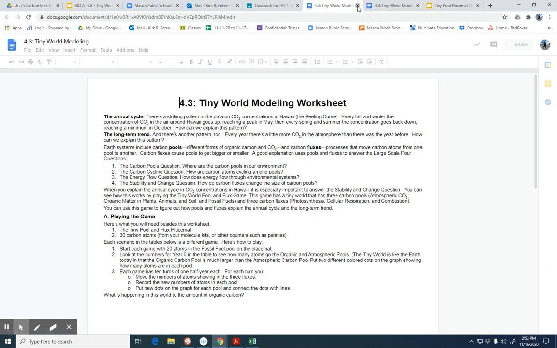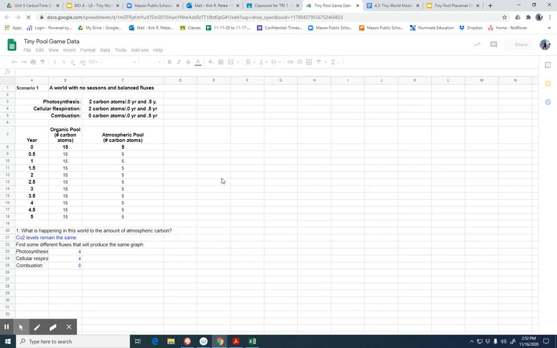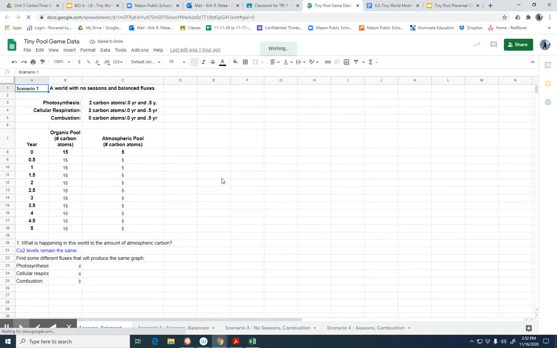For today, you just had to do your different scenarios and put your data into your data sheet. Sorry, wrong document there. Into your tiny pool game data, which is a spreadsheet. And so that's the one that you need to complete today.